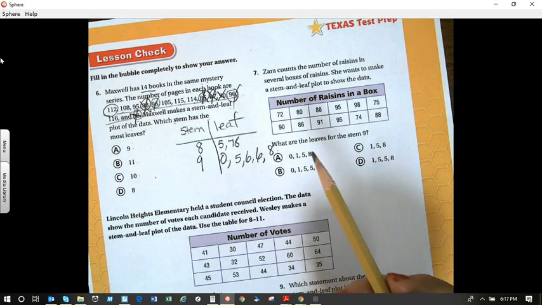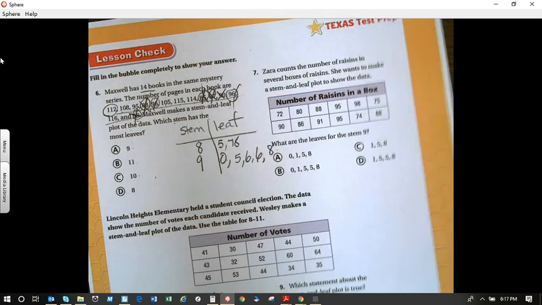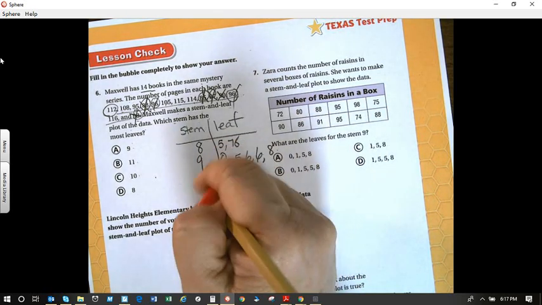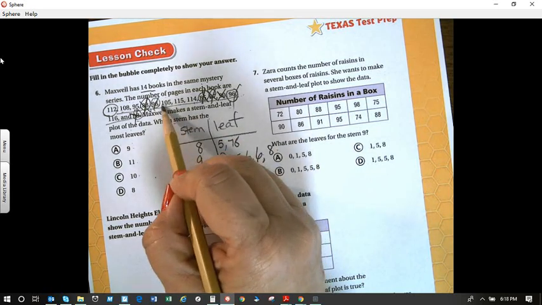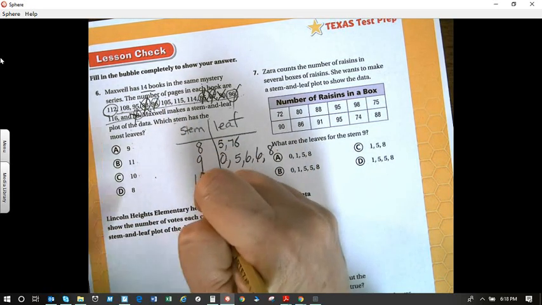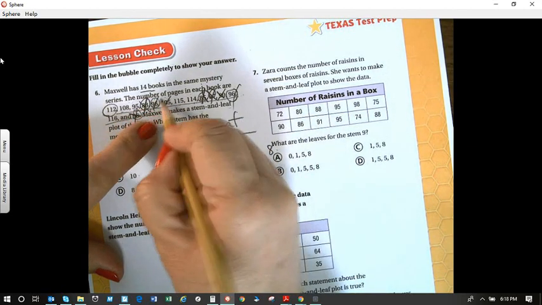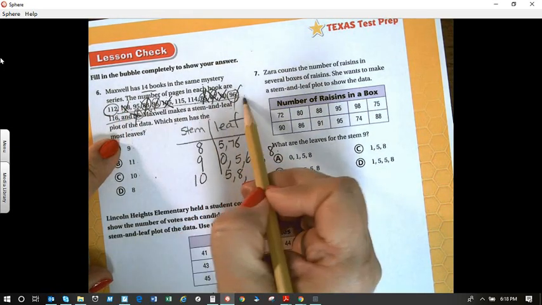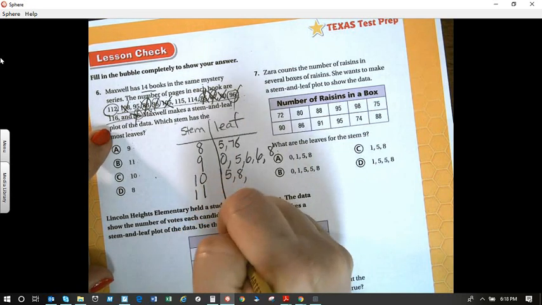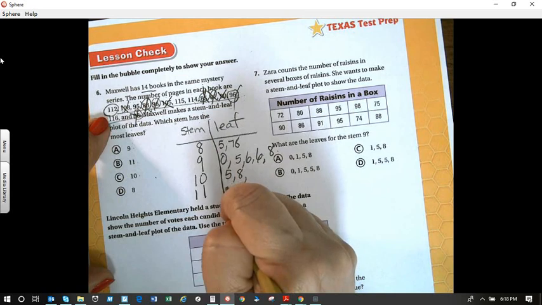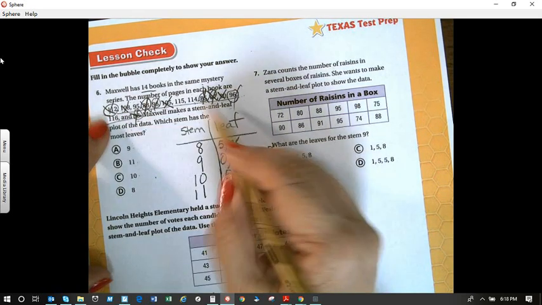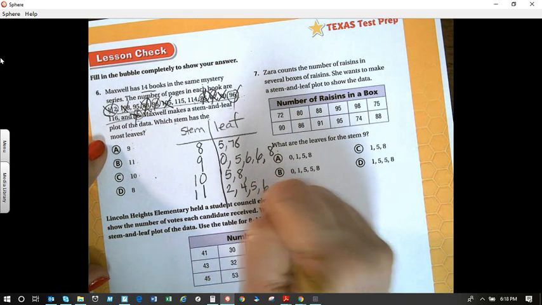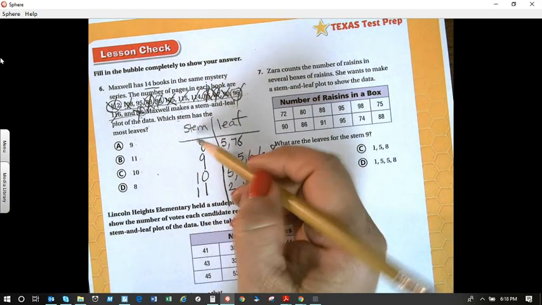All right, let's look at the hundreds. Now remember we said that we had 0. See, this is going to be, we have 105. Takes care of that. 108. Takes care of that one. And now we're in the 11s. And I start off with 12. 112. 114. 115. 116. All right, out of these, which stem has the most?